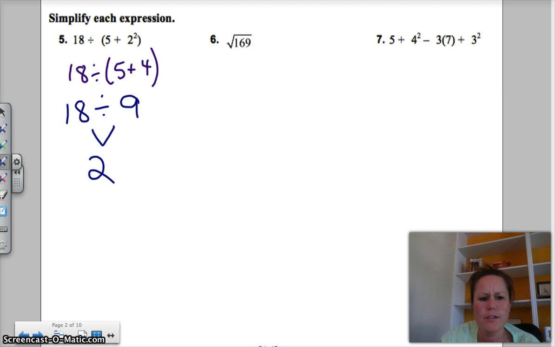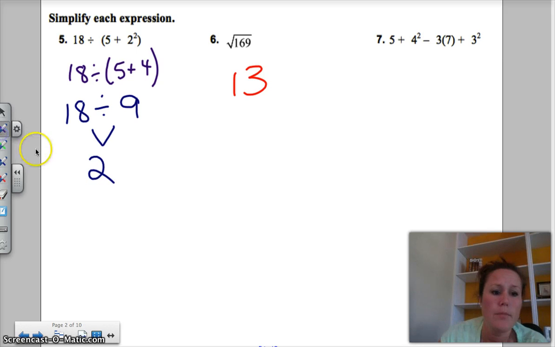All right, this one is a silly question. I don't know why it's on here. The square root of 169. You're going to have your calculator. You're going to type it right in there. The answer is 13. All right, let's keep going.